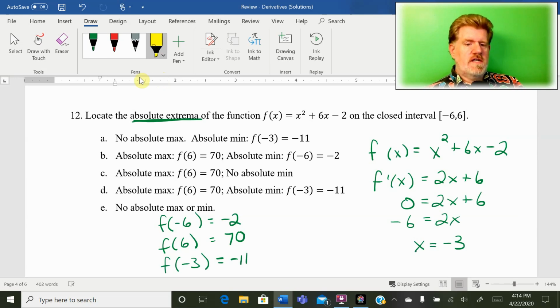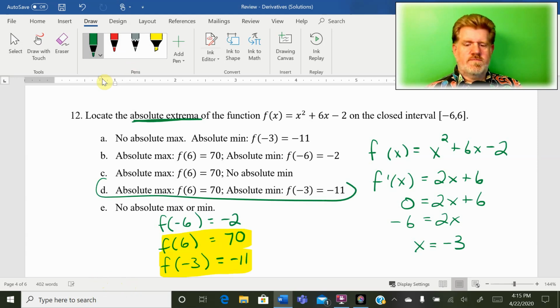So I think it's clear here that the absolute minimum value happens at -3, and it is -11. And the absolute maximum value is 70. So that gives us the answer of, let's see, so our min is -3, -11. Our max is this, so it gives us this one. Okay.